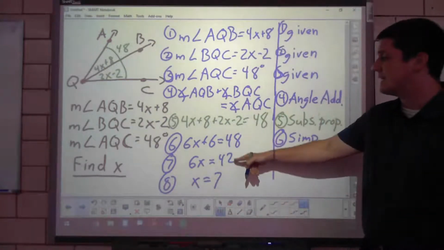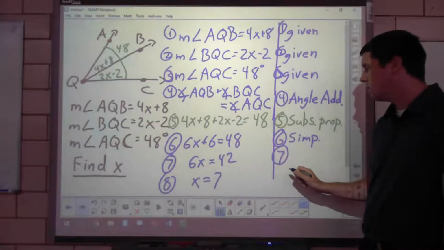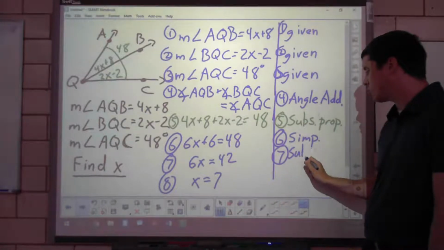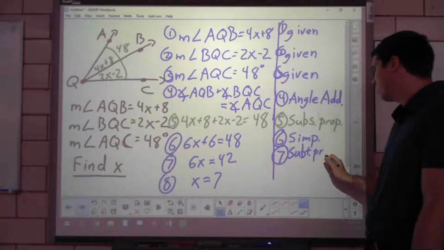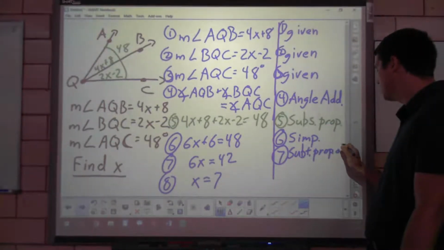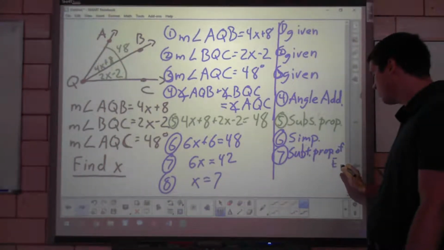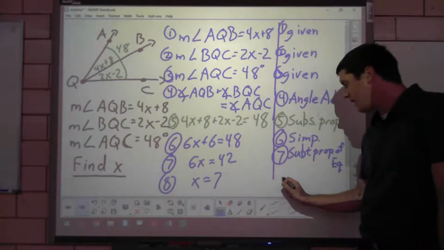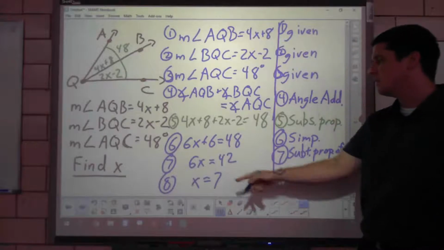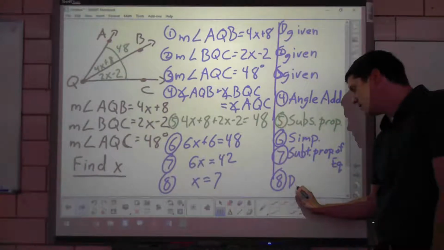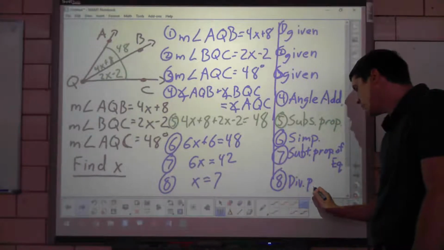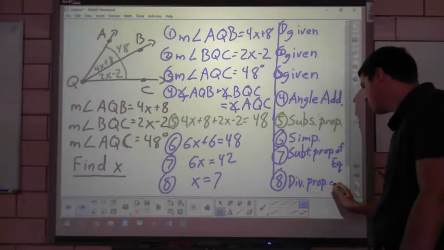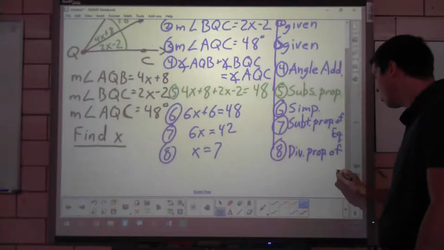So again, I got to line 7 by the subtraction property of equality. Probably should have tried to space this a little better. And then I got to line 8 by dividing, so that is the division property of equality.